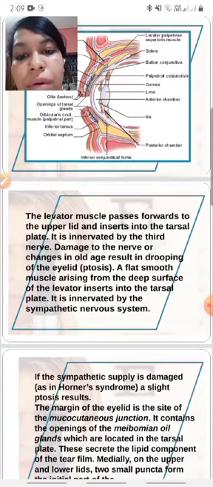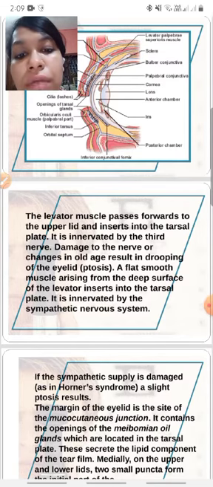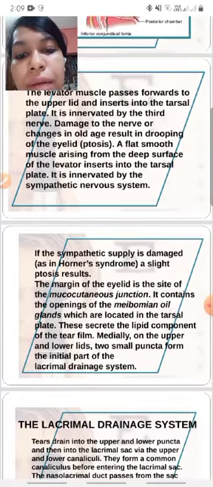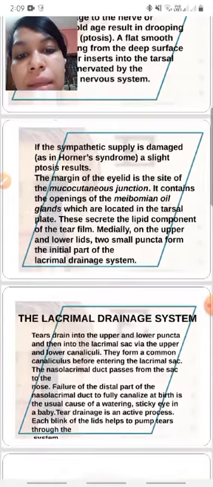Now a little bit about the applied anatomy of the eyelid. The levator palpebrae muscle that is inserted into the tarsal plate is innervated by the third nerve, and any damage to it will cause drooping of the eyelid called ptosis. And another involuntary muscle called the Muller muscle is supplied by the sympathetic system. Any damage to it also causes mild ptosis. And as I have said, the meibomian oil glands present in the tarsal plate of the lids help in secreting the lipid component of the tear film.